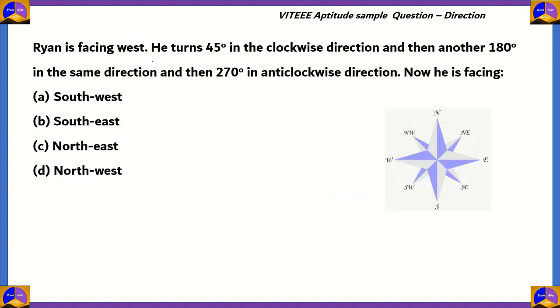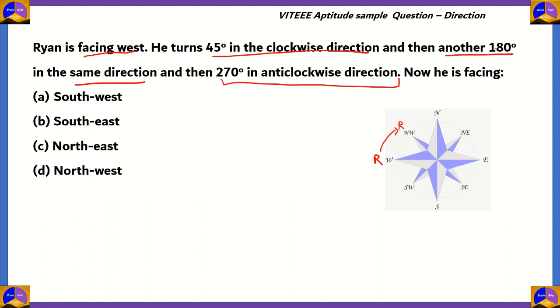Now, the next question. Ryan is facing west. He turns 45 degrees in the clockwise direction, and then another 180 degrees in the same direction, and then 270 degrees in the anti-clockwise direction. Now he is facing southwest, southeast, northeast, or northwest? So, Ryan was initially facing west. Now, suddenly, he turned 45 degrees. So, 45 degrees is half of a perpendicular. Therefore, now Ryan should face northwest.